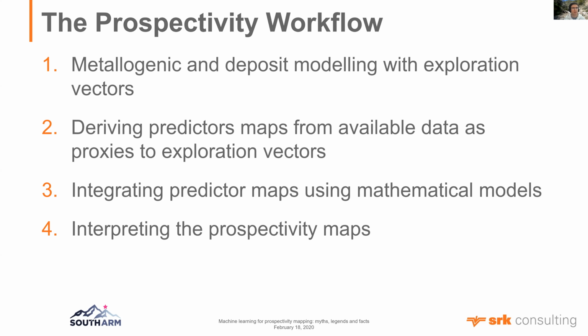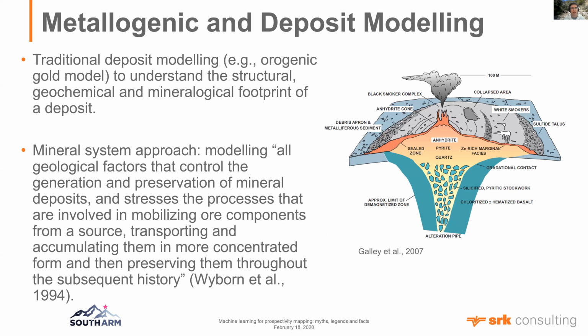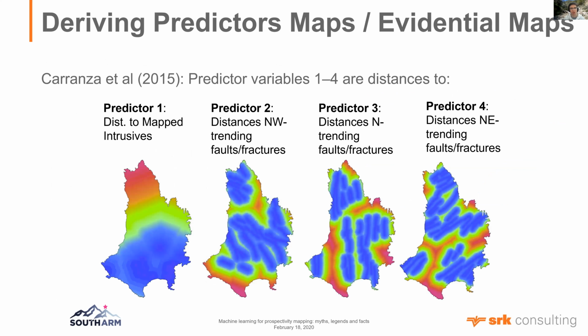The first one being the metallogenic and deposit model. This is standard in exploration. You want to know what exactly you're looking for. It can be a deposit model, or the mineral system approach developed by the Australians. The idea is to get all the exploration vectors that are related to your deposit, so the conceptual exploration vectors. Once you've done that, you want to find where these exploration vectors are within your data.